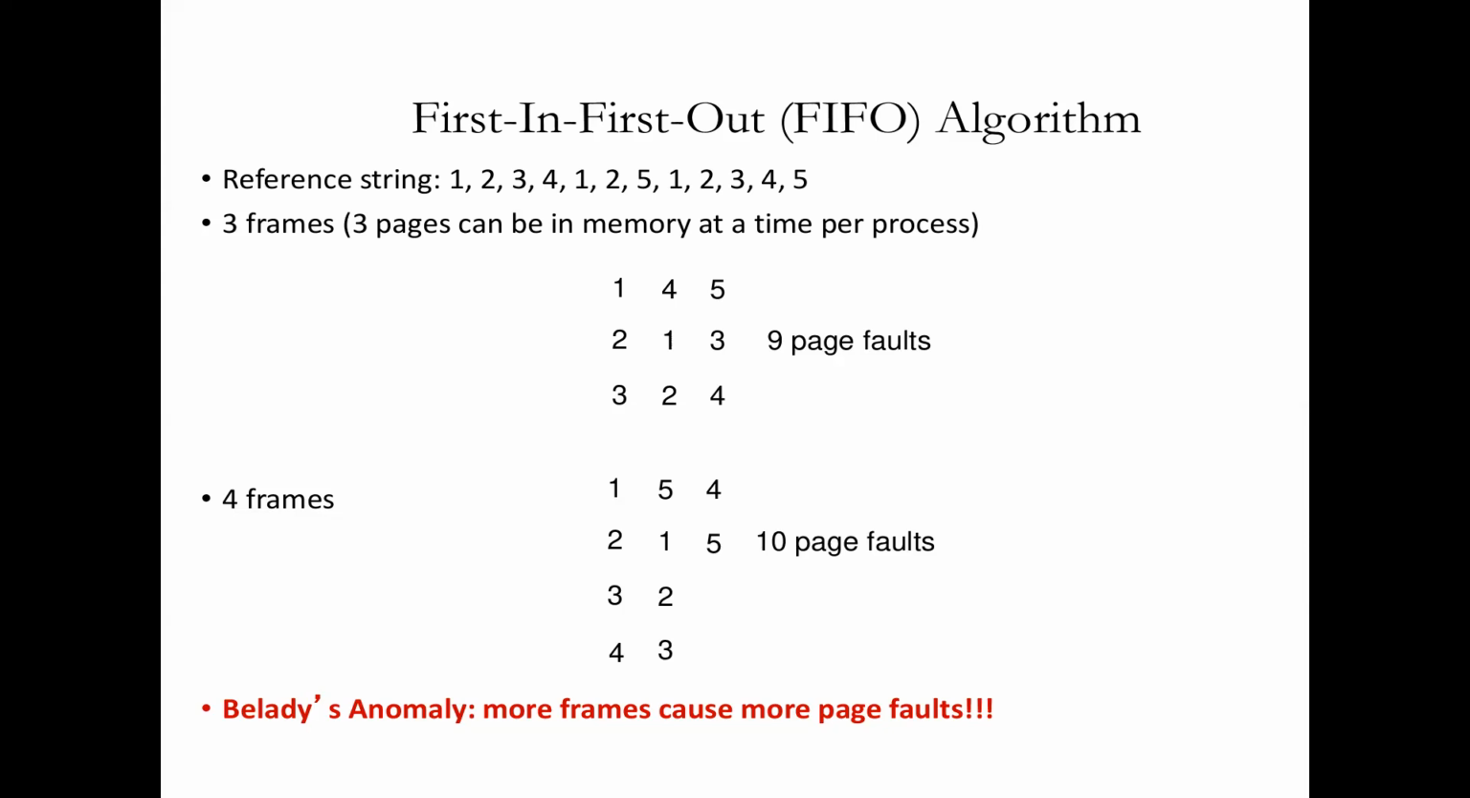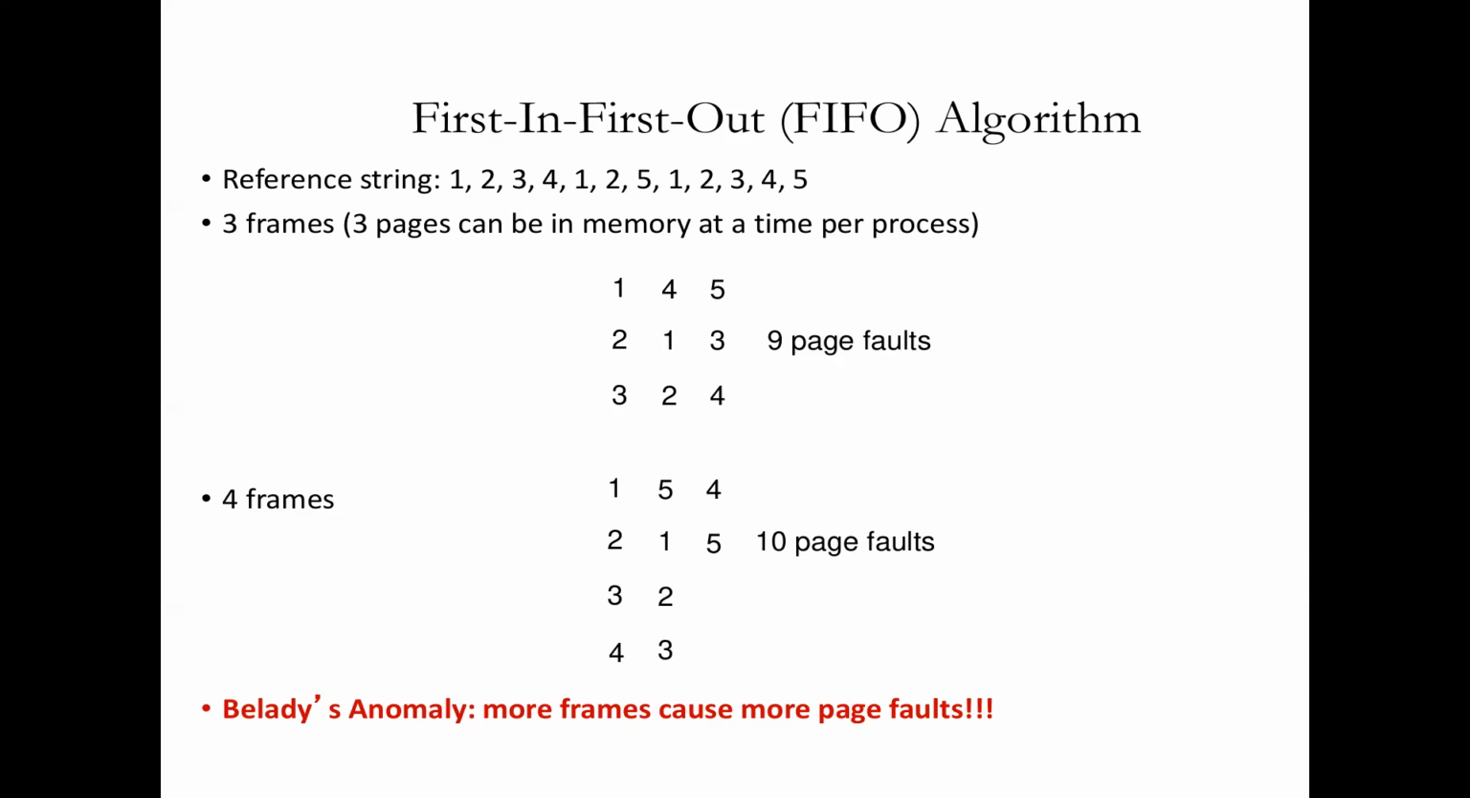That requires us to kick out 5 and 1, correspondingly. Because when we reference 4, 4 was already kicked out previously, so we have to read it again. And when we kick out 4, we have to kick out 5, and the next reference is 5 again, the same problem. We have to bring it in. So now we have 10 page faults. So it's actually more than in the previous case.